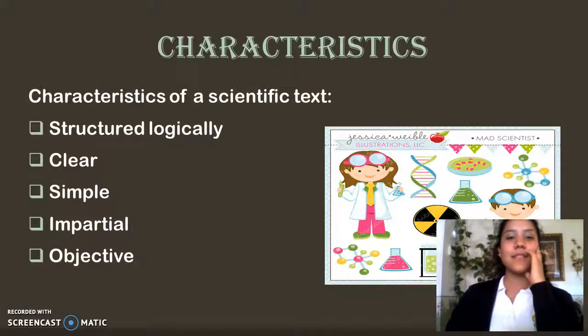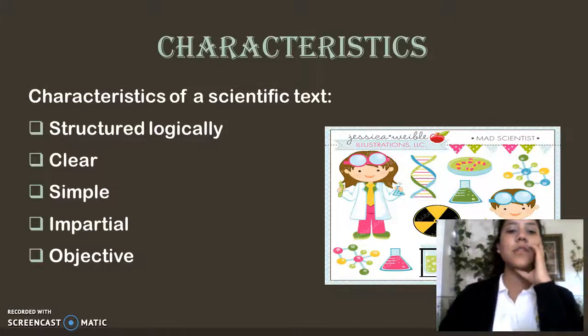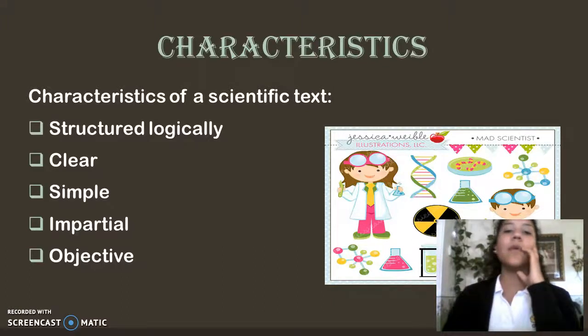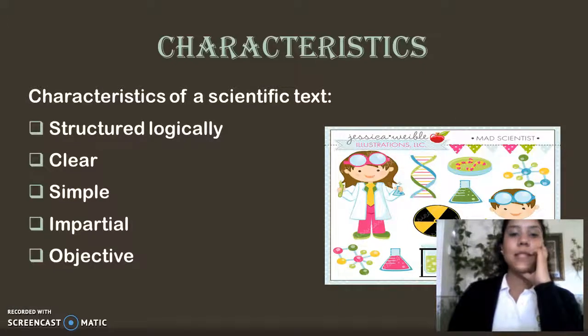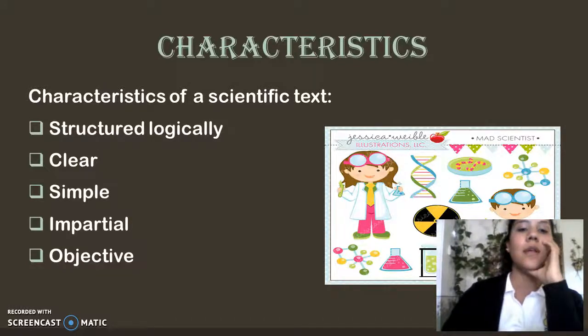Also, the text is simple. This means that it uses direct language, avoiding vague or complicated sentences. Technical terms and jargon are used only when necessary. Also, the text is impartial. It avoids making assumptions like "everyone knows that" and unproven statements. It presents how and where data were collected and supports the conclusions with evidence.